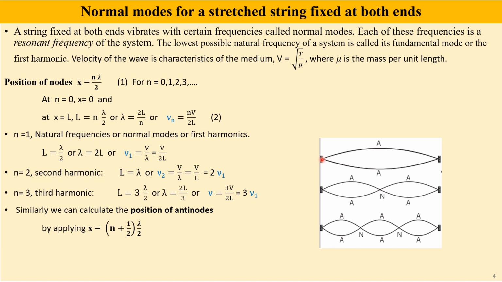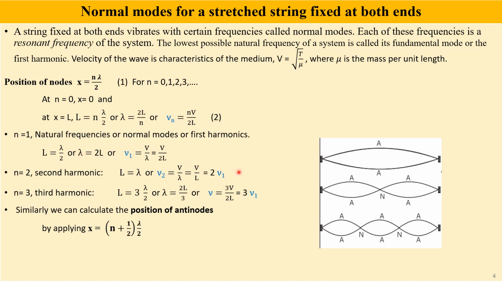The ends are nodes because the ends are fixed and here the amplitude is 0. In between there are antinodes. The distance between two nodes is lambda by 2. Hence it is given by L is equal to lambda by 2.